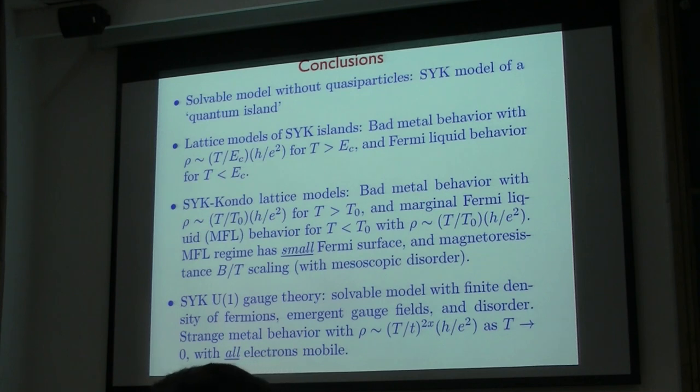So this is h over e squared, it's not h over e squared, it's h over e squared times the value of the function.